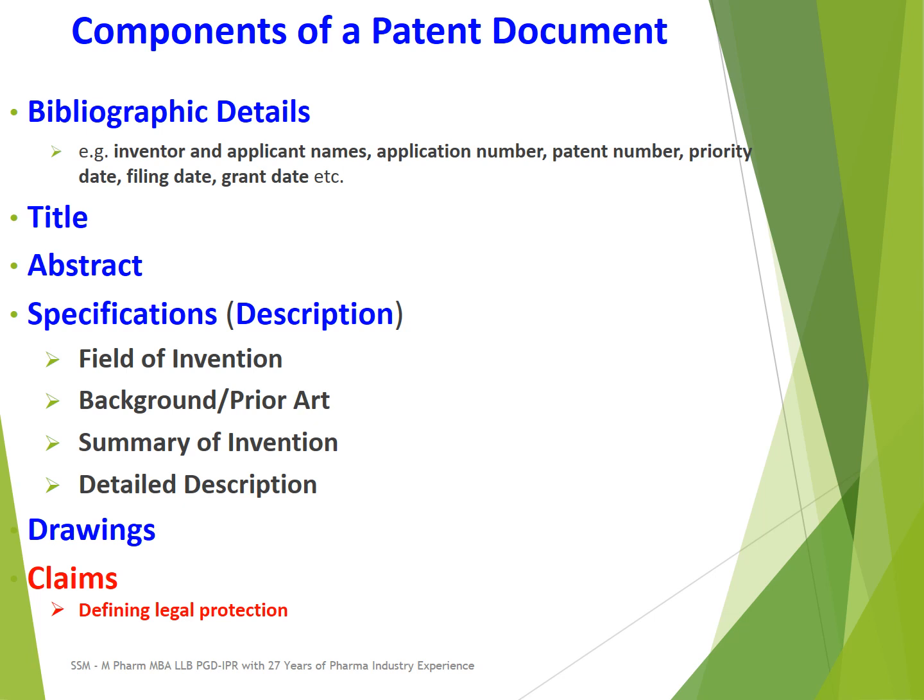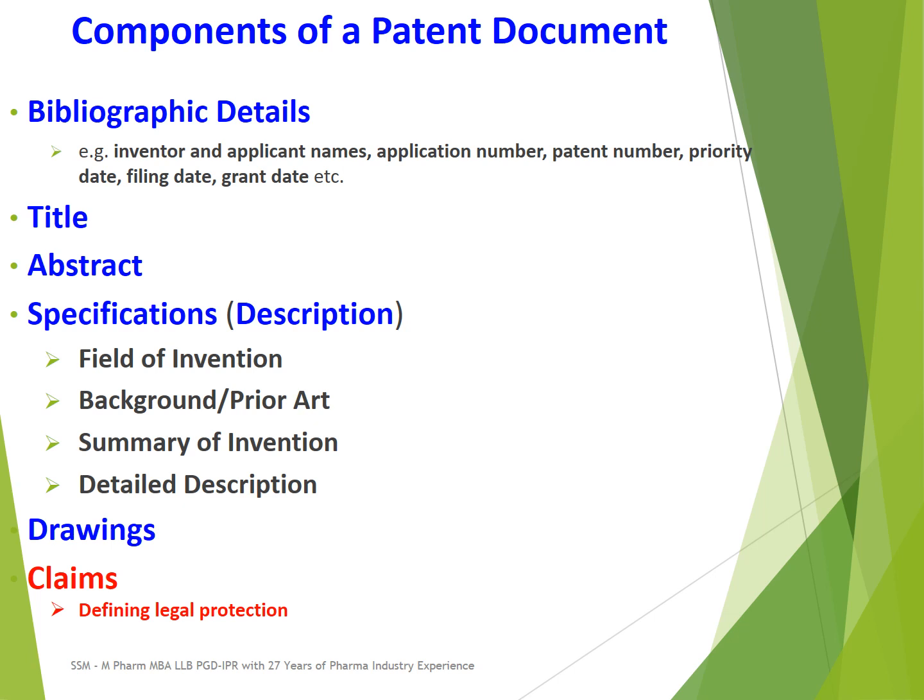You will describe the prior art and the disadvantages of the prior art, and then you will describe your invention in the summary, wherein you will mention the advantages or benefits provided by your invention over prior art or prior references. Then you will describe your invention in the detailed description section.